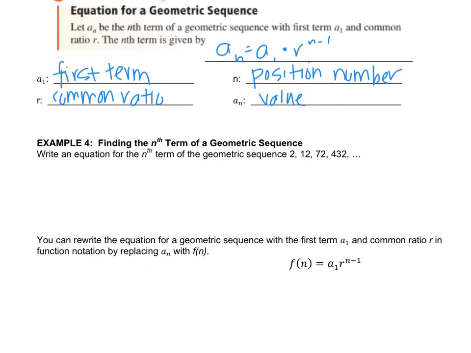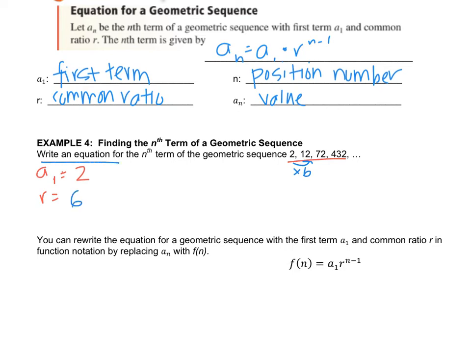Example 4. Write an equation for the nth term for the geometric sequence 2, 12, 72, 432. So we need to find a1 and we need to find r. Well, a1 is always really simple. It's just the first number in your sequence. So a sub 1 is 2. The ratio we have to do a little math for. So you can see it's times 6. So the ratio is 6.